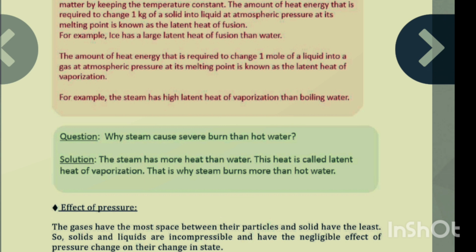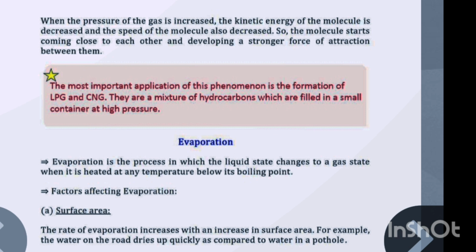Solids and liquids are incompressible, we cannot compress them, whereas gas has a lot of space between its particles, so we can compress it, or apply pressure and change the state of matter. When the pressure of the gas is increased, the kinetic energy of the molecules decreases, and the speed of the molecules also decreases. So the molecules start coming close to each other and develop a strong force of attraction between them.